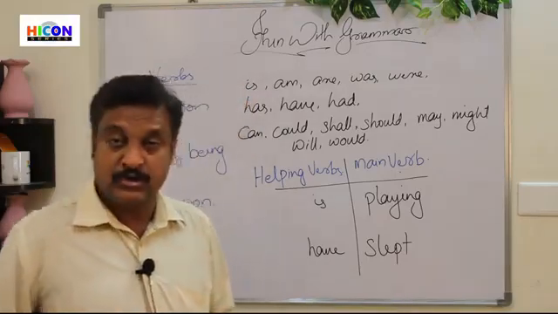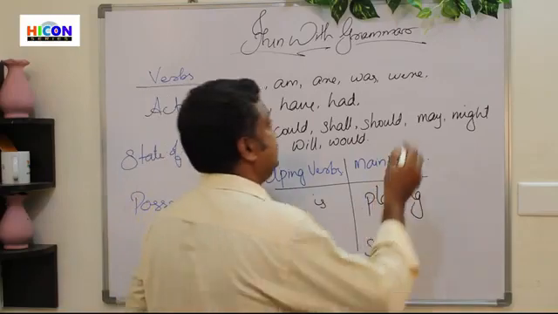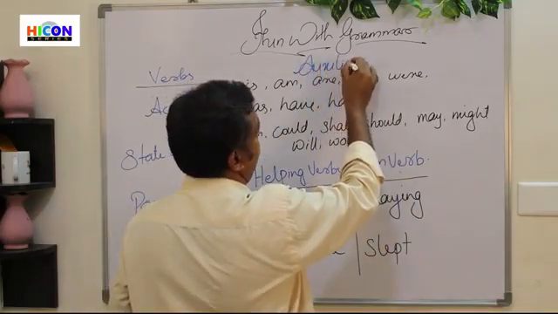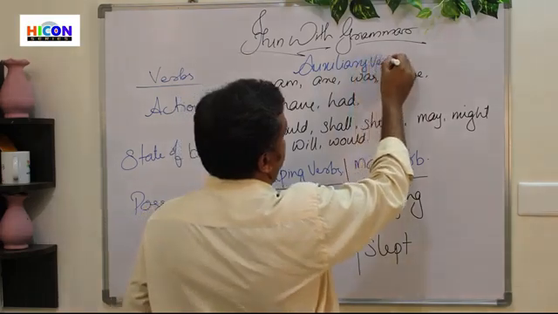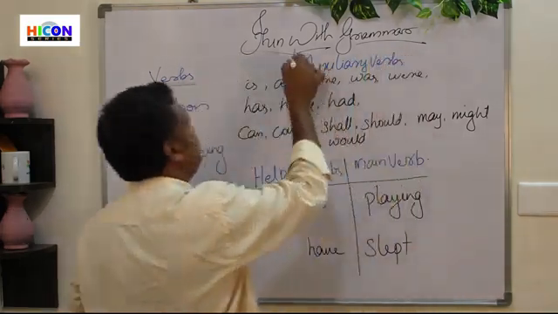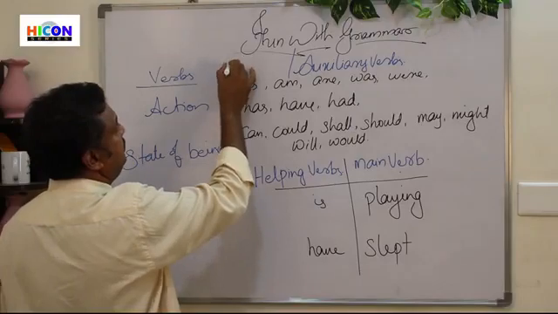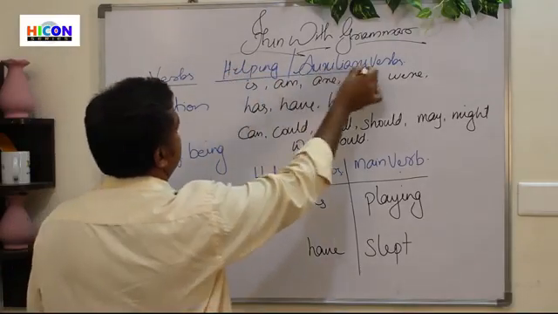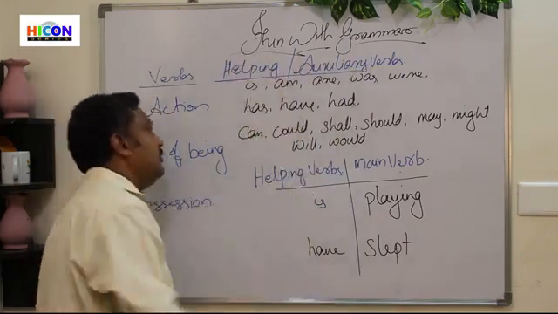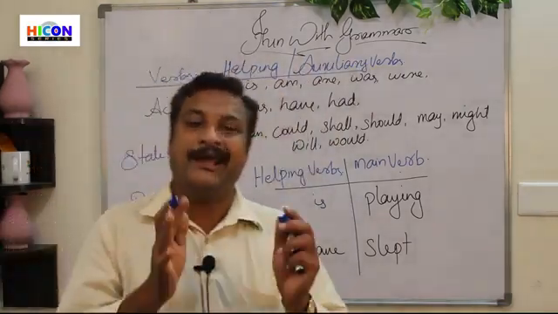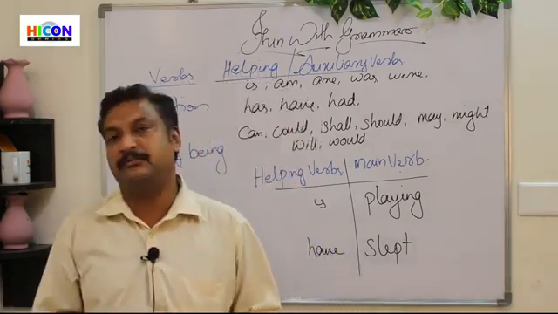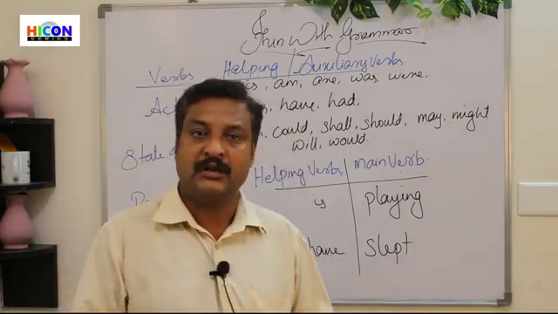They are also known as the auxiliary verbs. So, they are either called the helping verbs or the auxiliary verbs. These helping verbs or the auxiliary verbs help the main verb in a sentence to complete its meaning. Got it?